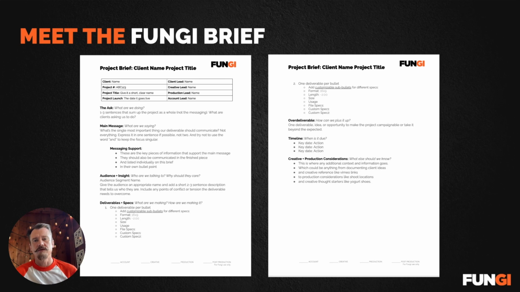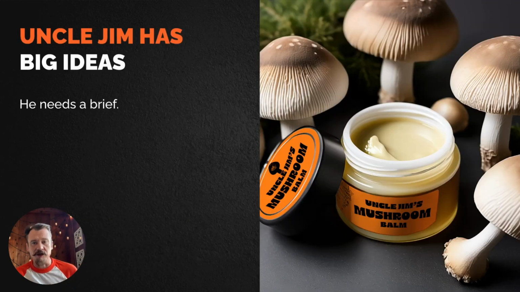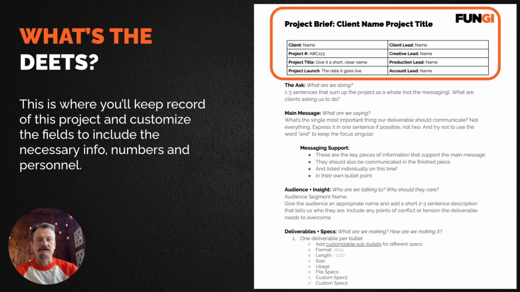So I'm going to walk you through the Fungi brief today, section by section. It'll be a good outline of what needs to go where. And then I'm also going to bring it to life through an example from Uncle Jim. You may not know Uncle Jim, but he has big ideas. And you can see one of his ideas here is Uncle Jim's mushroom balm. He's got a product. He needs a brief. So we're going to use this as a way to bring our brief to life so you can see how we put this brief into action. So let's dive in, huh?